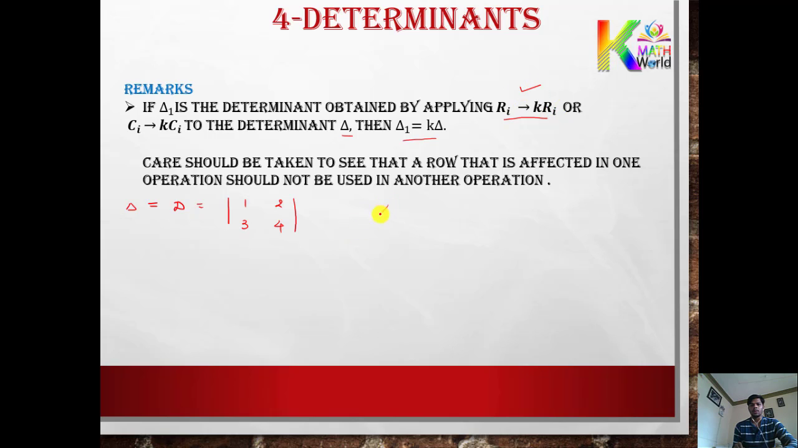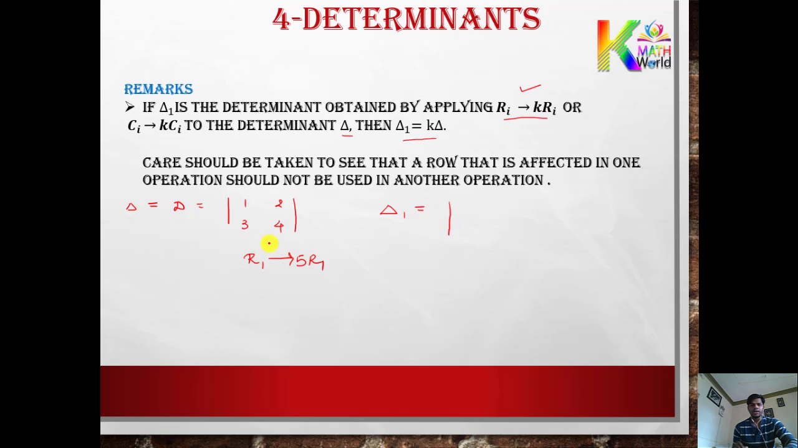Okay. So suppose delta 1 equals performing Ri to k Ri. You can pick any one row from this. Suppose we consider only R1. Then on R1, which operation can you perform? You can perform k times R1, suppose 5 R1, on the first row. On R1 performing the 5 R1 operation, that is your determinant delta 1.